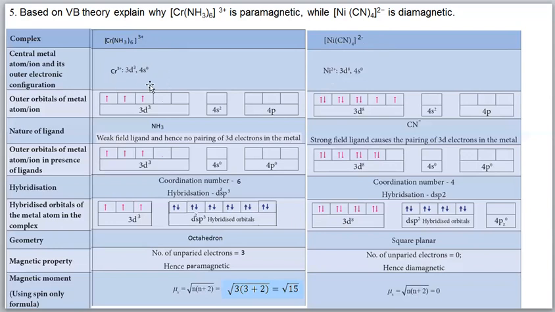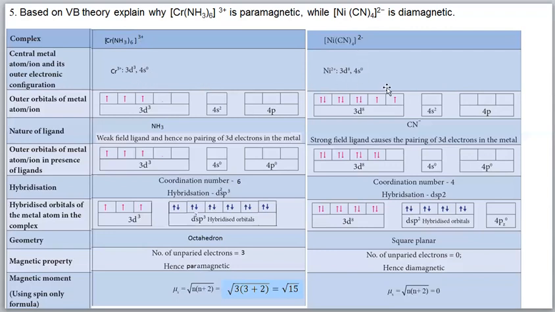Then outer electronic configuration we can write: scandium, titanium, vanadium, chromium, the 4th element. So the electronic configuration is 3d5 4s1. Here plus 3, so 3 electrons are removed. From 4s only 1 electron is there in the 4s orbital. That electron is removed. Then from the 3d orbital 2 electrons are removed. Okay. So the outer electronic configuration is 3d3 4s0.